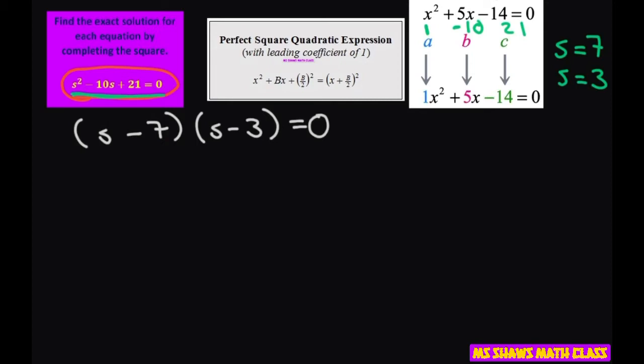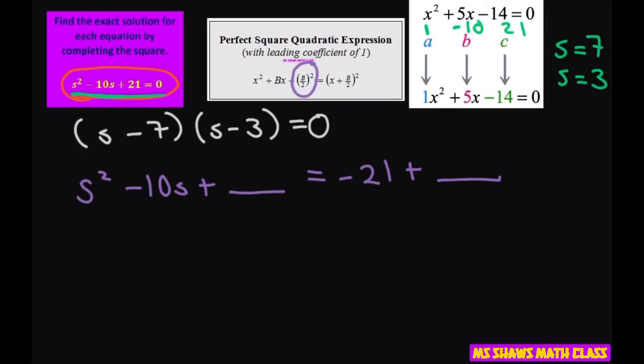So let's look at what we're going to do. We're going to write s squared minus 10s. And what we're going to do is add this portion here. We'll do that in just a minute. I'm going to subtract 21 from both sides. So now I have negative 21 plus, whatever I add on the left-hand side, I have to add on the right-hand side of the equation.